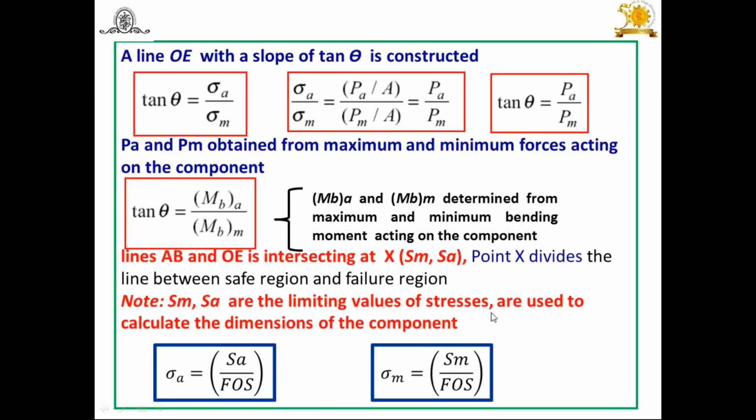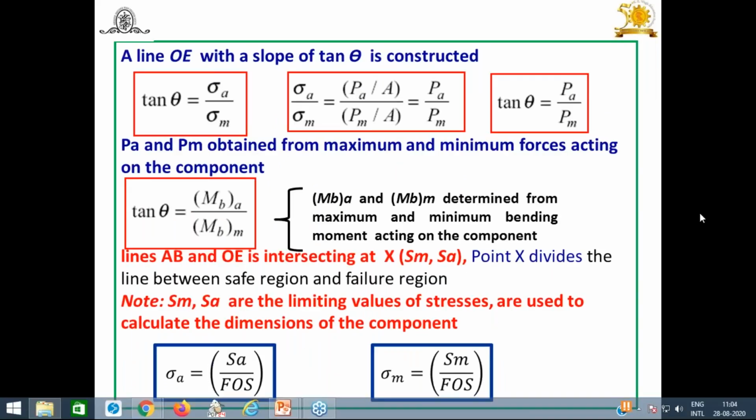Look at this, I will explain while solving the problem also. So you can locate the coordinate X, which is the intersection of line AB and OE, having coordinates Sm and Sa. That X point divides the line between the safe region and failure region. I have already told you. And how to find out this limiting value of Sa and Sm?